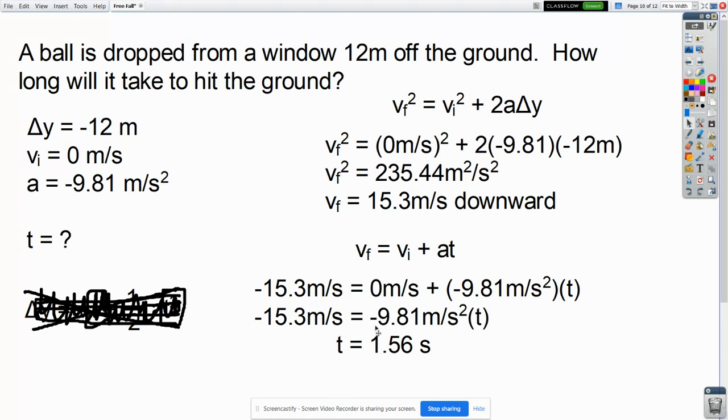Negative 15.3 divided by negative 9.81 is 1.56. Meters per second divided by meters per second squared. The meters cancel out. One of the seconds cancel out. Seconds is in the denominator, so it moves up. That's where the seconds comes from.